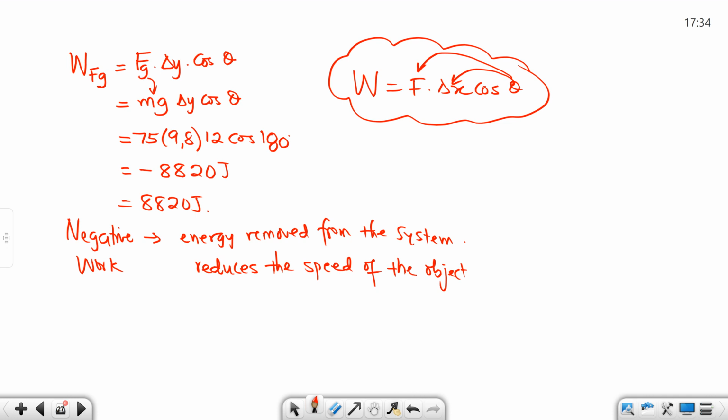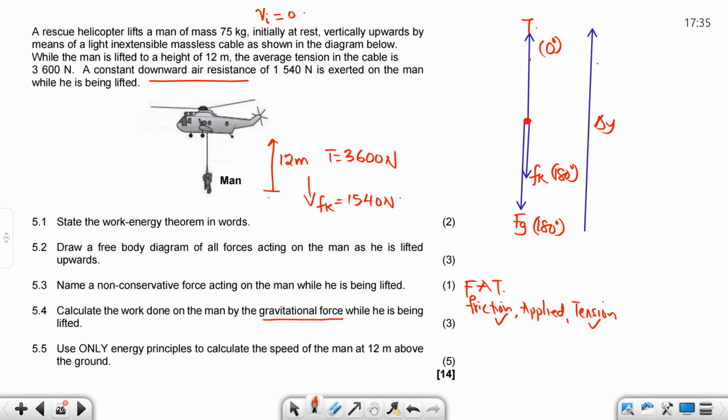All right. Are we okay, everybody? Good. So we are saying gravity is removing 8,820 joules of what? Energy. Make sense, everybody? Okay. Are we good? Is the angle making sense to us, everybody? All right. So now let's use only energy principles to calculate what? The speed of the man at 12 meters above the ground.